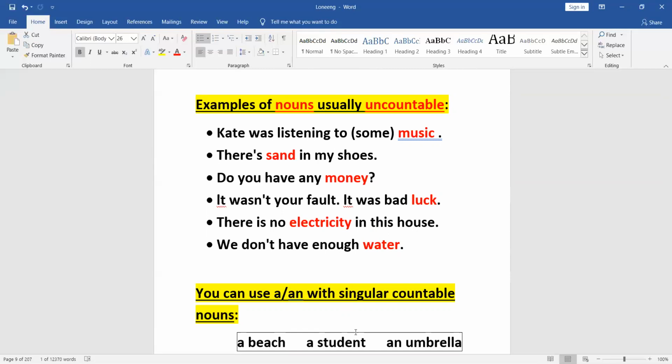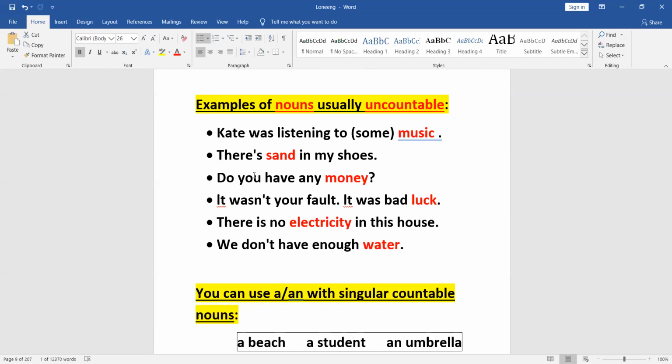Do you have any money? Is it uncountable or is it countable? It's countable, but nevertheless this person is trying to say they have no money. That's what they're trying to say. It wasn't your fault, it was just bad luck. And bad luck, again, you cannot count it, so it's uncountable. And then there was no electricity, which means absolutely a power cut, and so that particular house has no electricity.